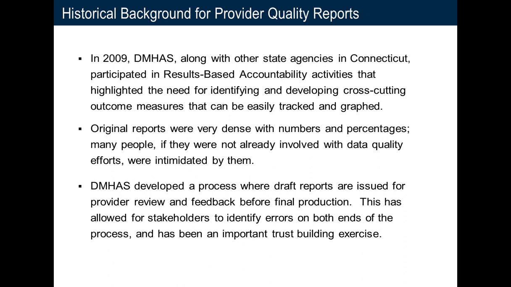DMHAS started tracking outcome measures about 10 years ago in 2009. Our state legislature had a results-based accountability initiative that required us to identify and follow cross-cutting outcome measures at our agency. In addition to the RBA work, we developed provider-level what we called report cards. They were very dense. They had a lot of numbers and red text indicating where organizations were deficient. We received feedback from our community that this manner of communicating the data was not the most user-friendly. So consequently, over the next couple of years, we started refining our product as well as our process.